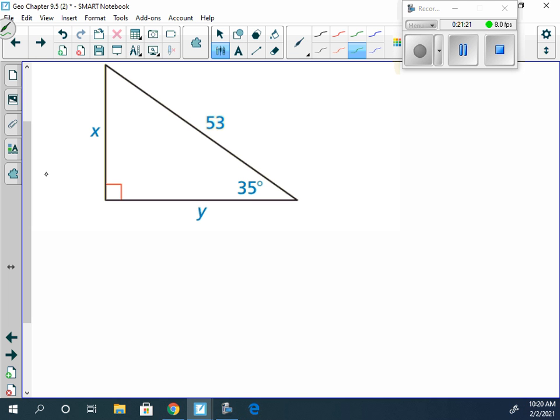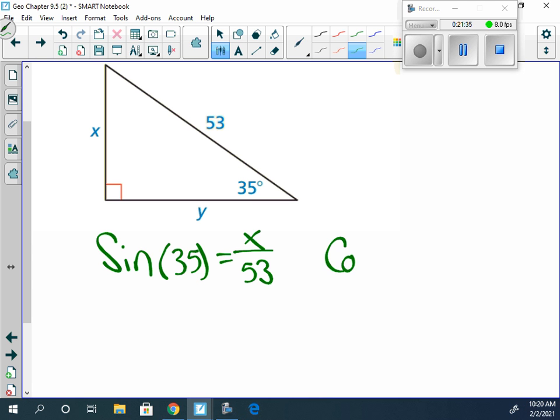Because if I just want to know the opposite side, I would use sine, because sine of 35 degrees is opposite over the hypotenuse. If I was just finding the adjacent, well, it'd be cosine of 35 is equal to the adjacent side over the hypotenuse. And it's just all dependent on what we're trying to find.